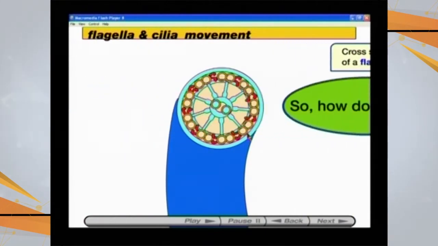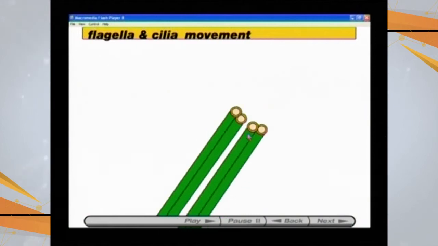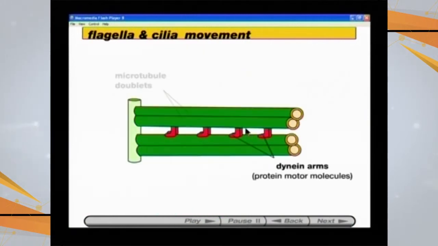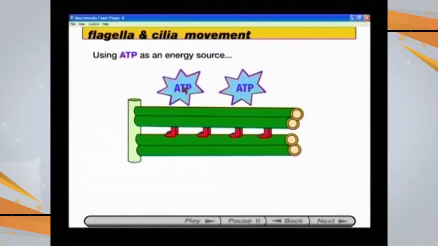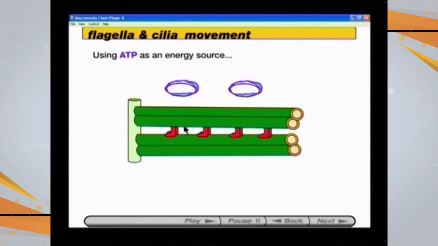And how does it move? Looking at the movements, these are the 2 microtubules. Dynein arms are present between these 2 tubules. They are going to use energy in the form of ATP. Energy is supplied to that.